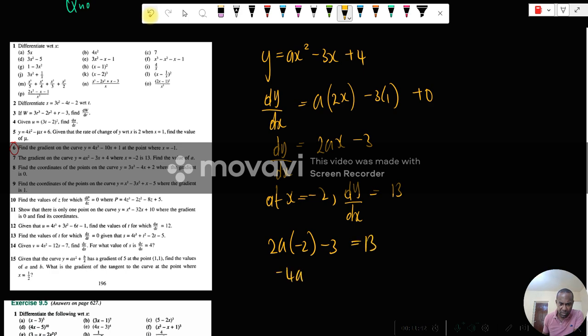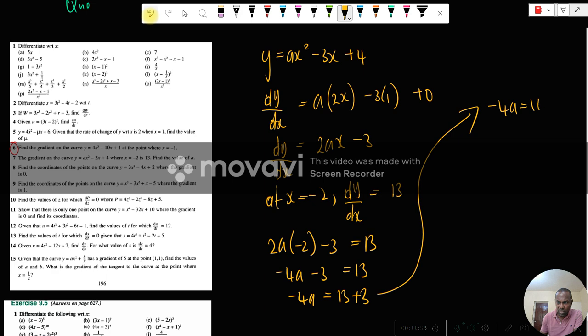So minus 4a minus 3 is equal to 13. Minus 4a is equal to 13 plus 3. Minus 4a is equal to 16. So a is equal to 16 divided by minus 4. So a is equal to minus 4. Did you get that?